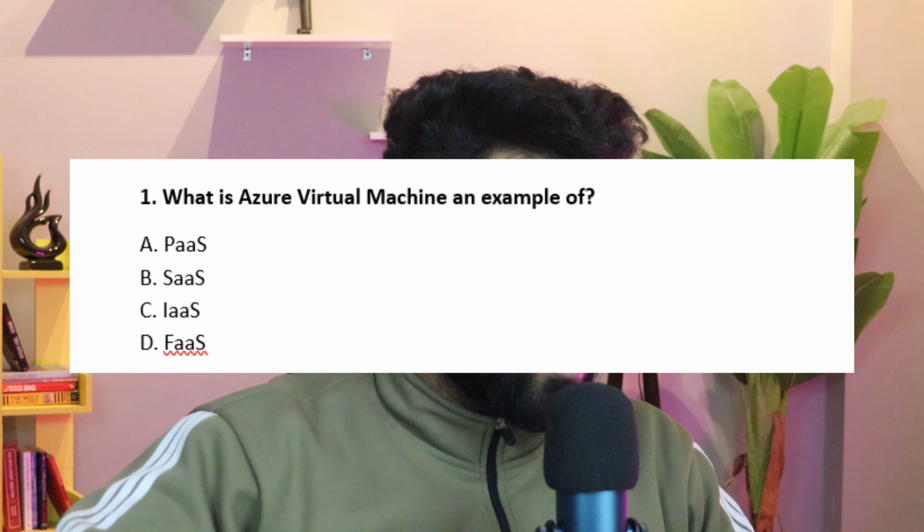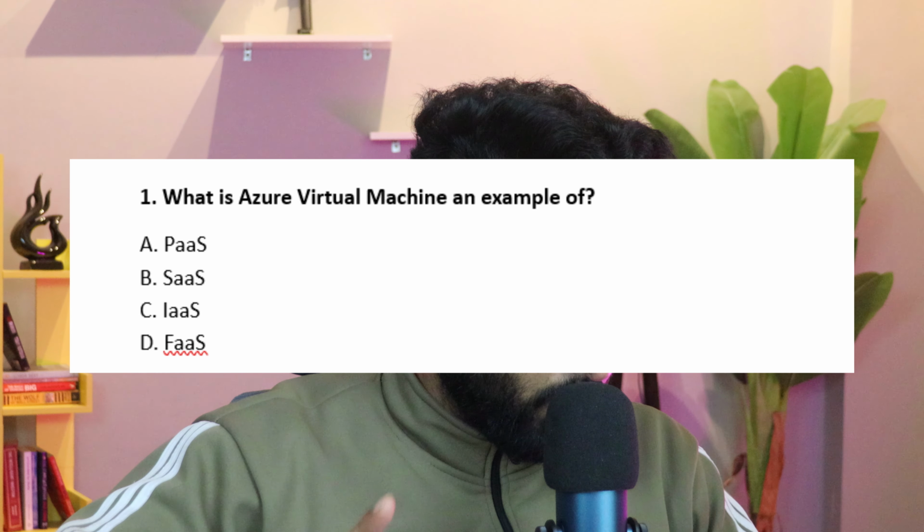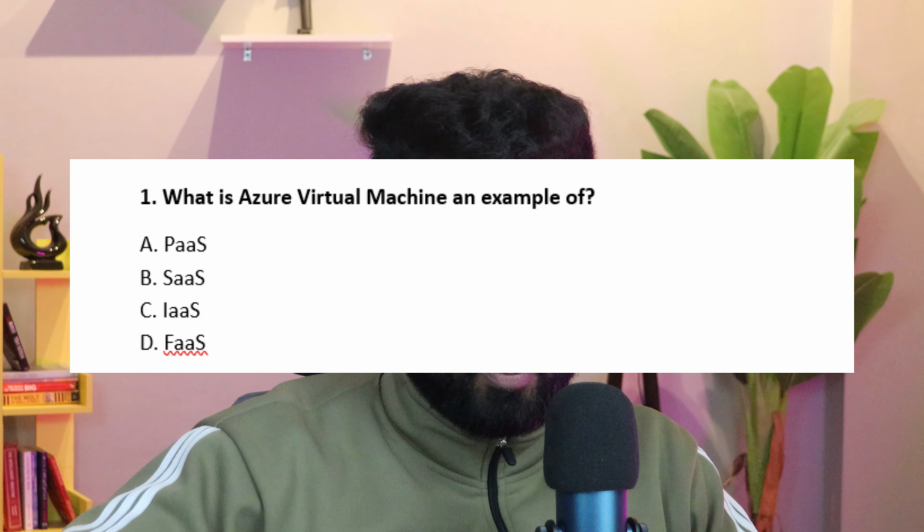So let's start with our question number one. As you can see on your screen here, what is Azure virtual machine an example of? We have four options. One is PaaS, platform as a service. Second, software as a service. Third, infrastructure as a service. D, FaaS. So what should be the right answer?